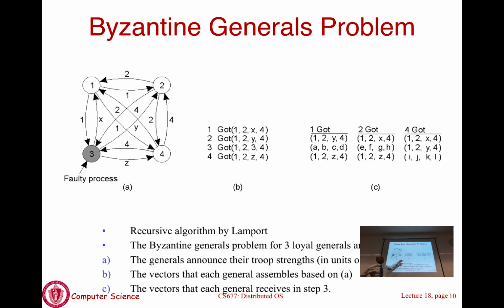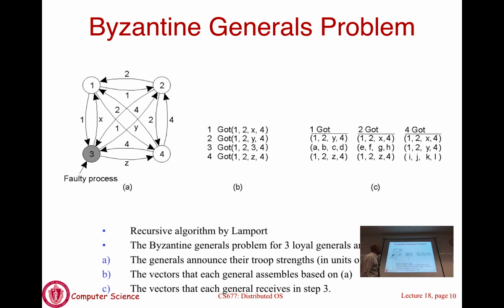At the end of the first round, general 1 has gotten messages 1, 2, X, and 4. X says 3 is sending garbage. We don't know what it sent, so we just mark it X in this case. Of course, 1 doesn't know yet that 3's message is garbage, but we assume that 3 could send arbitrary messages. It sent X to 1, Y to 2, and Z to 4. These are variables, which means the messages could be the same or arbitrarily different. It doesn't matter what it sends.